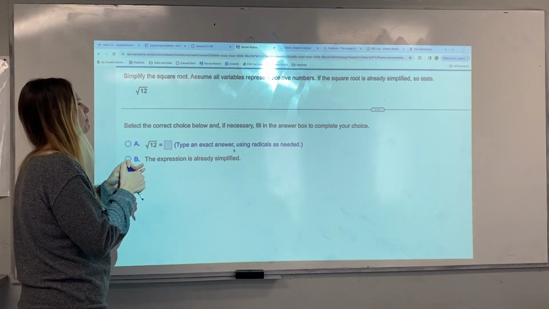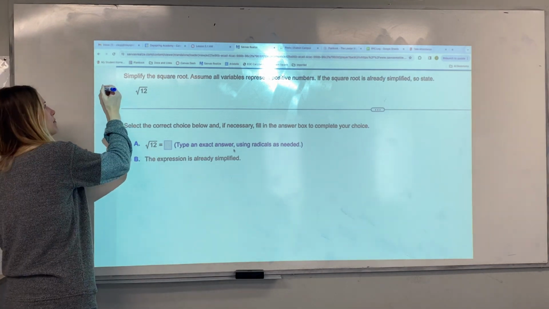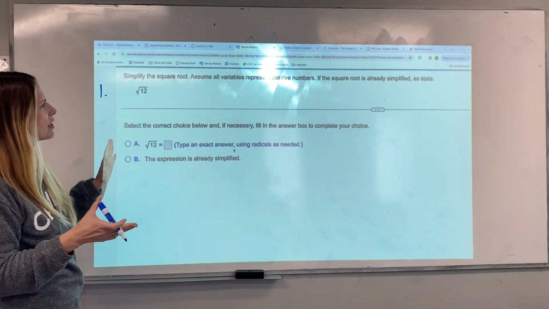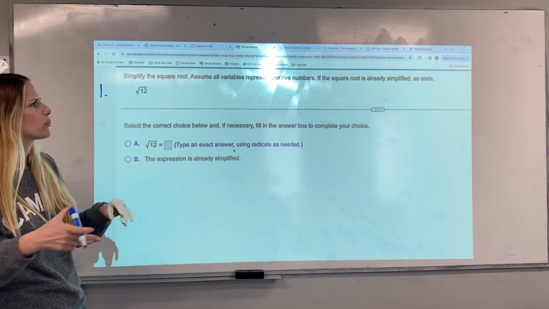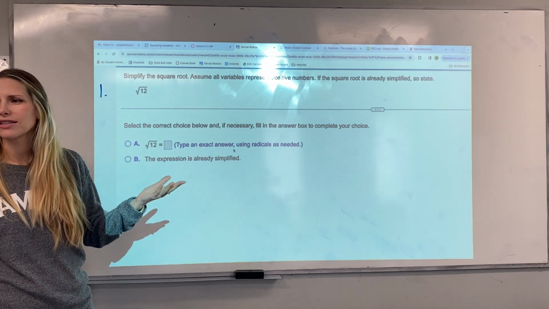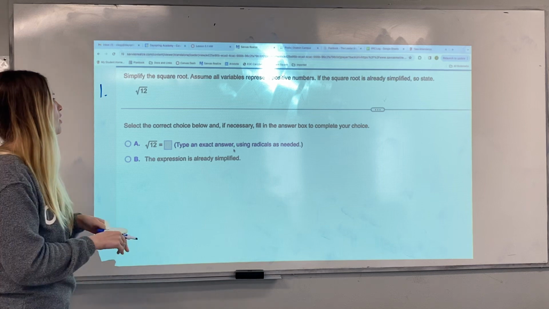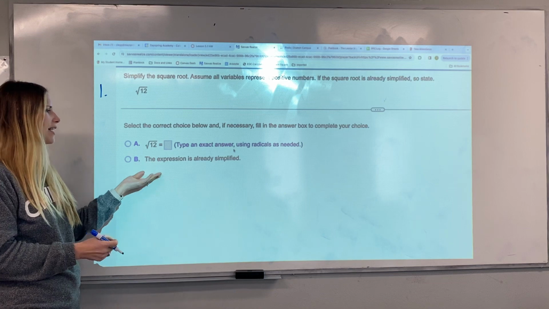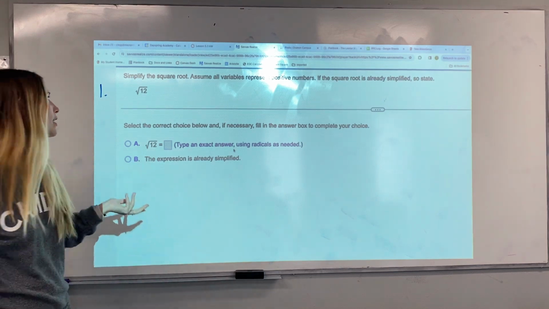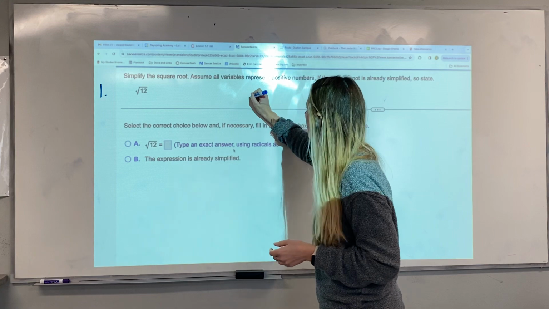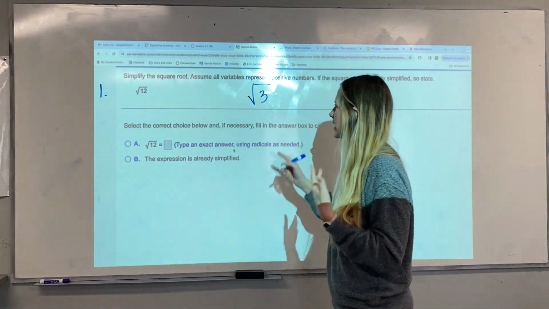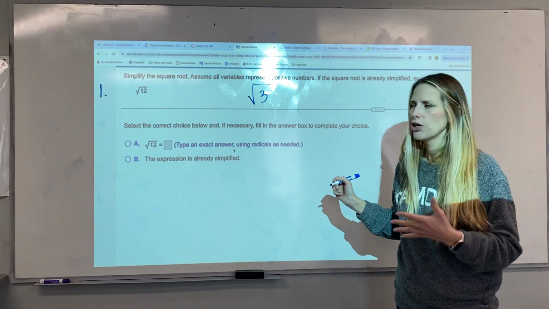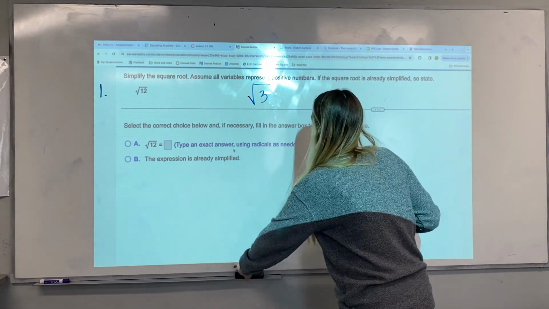This is number 1 of lesson 5.2. Simplify the square root. Assume all variables represent positive numbers. We don't have variables here. If the square root is already simplified, state so, which means just say that it is. So we're either going to choose to simplify it and rewrite it, or we're going to say it's already simplified, we can't do anything else. For example, if this was the expression they gave us, is there any way we could simplify that square root? No. So we would choose the expression is already simplified.